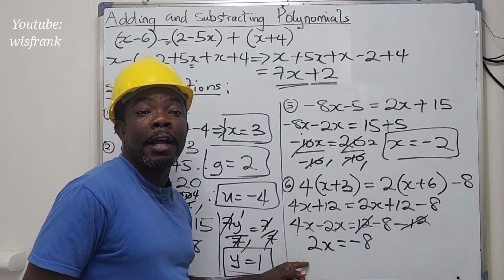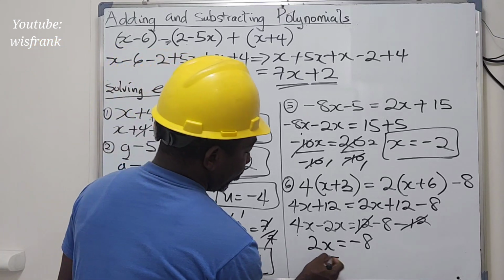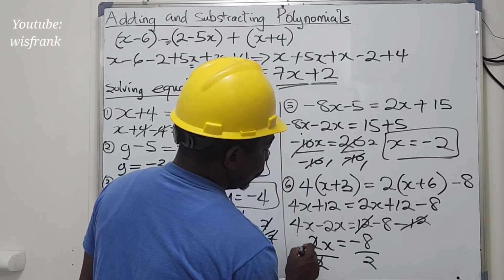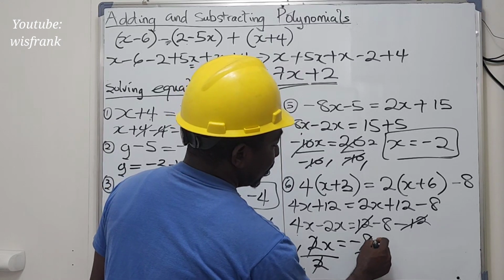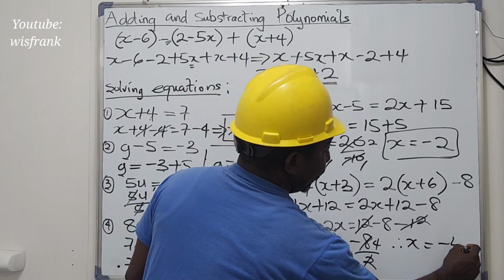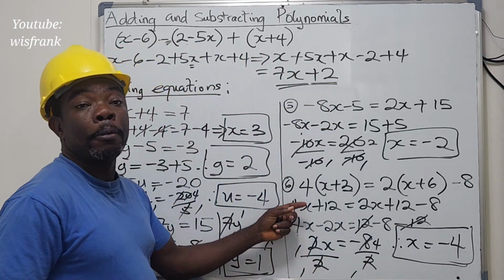So for us to find the value of x, we need to divide both sides by 2. So this will become divide by 2 and here divide by 2. 2 cancel here and 2 cancel here, 4. Therefore, x will be equal to minus 4. So this is the value of x that we have from this equation.